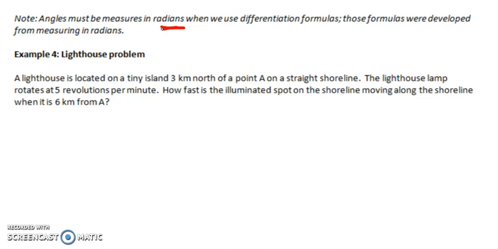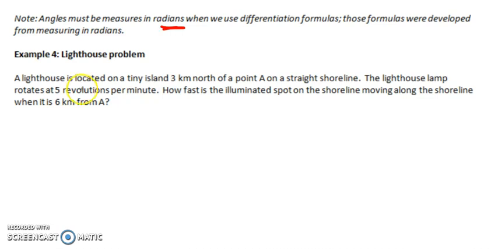A lighthouse is located on a tiny island 3 kilometers north of a point A on a straight shoreline. The lighthouse lamp rotates at 5 revolutions per minute. How fast is the illuminated spot on the shoreline moving along the shoreline when it is 6 kilometers from A? So again, let's identify what we have and what we know later, and we probably want to draw a picture here.